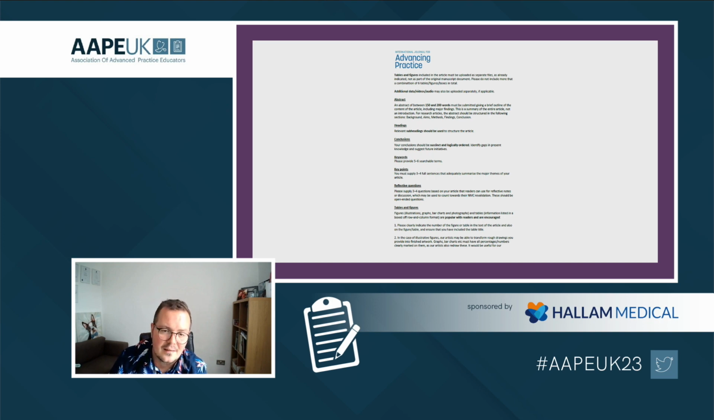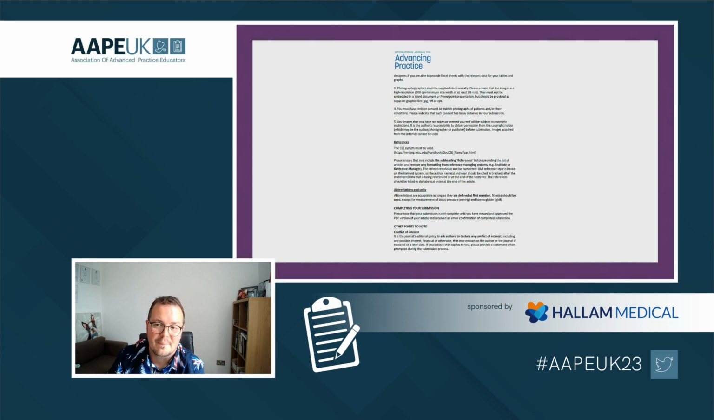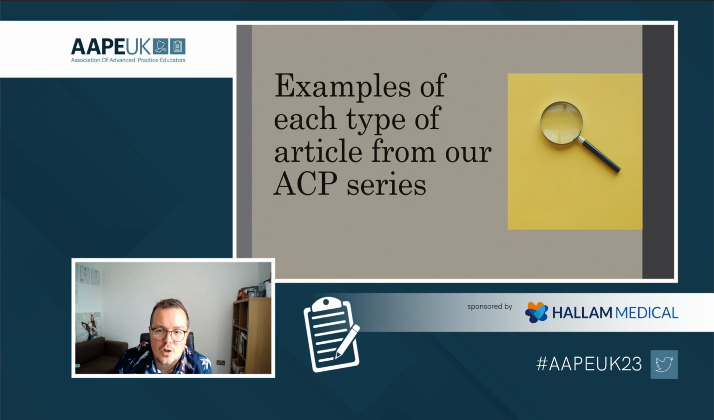References use a CSE system, which you'll probably be more familiar with, APA and Harvard, but the CSE system just means name and year, so we tend to use that process as well. So it's just to make sure that if you follow the journal guidelines, you're more likely to be successful. Okay. I do have some examples of different types of article for you within the last couple of minutes.